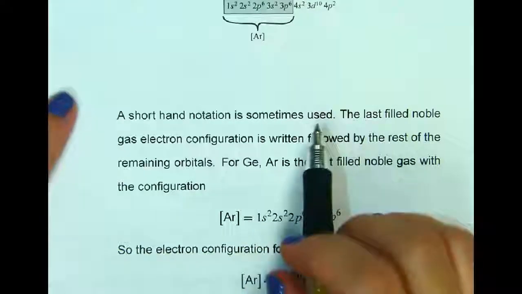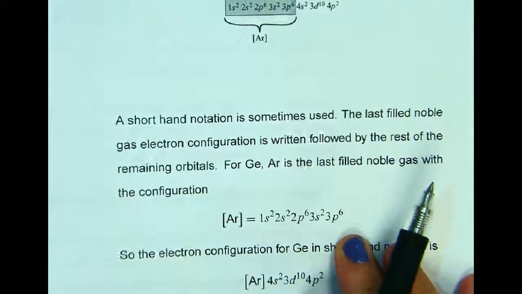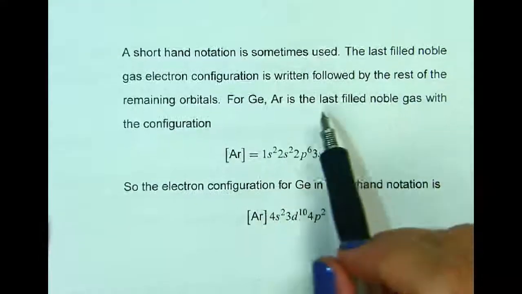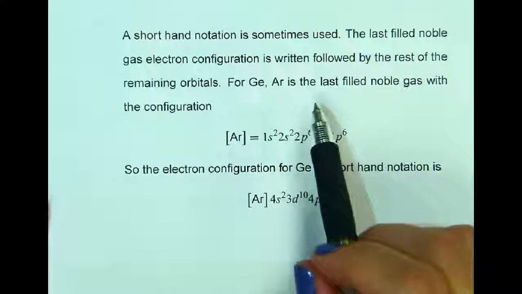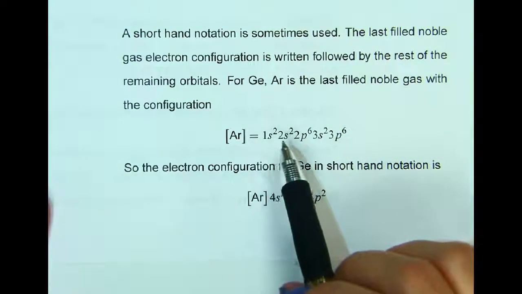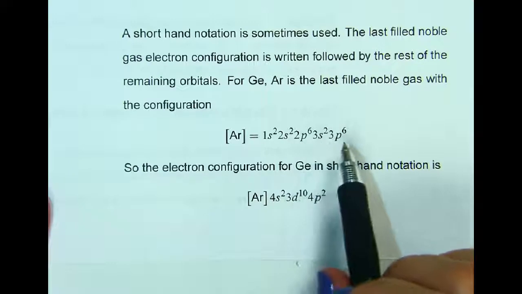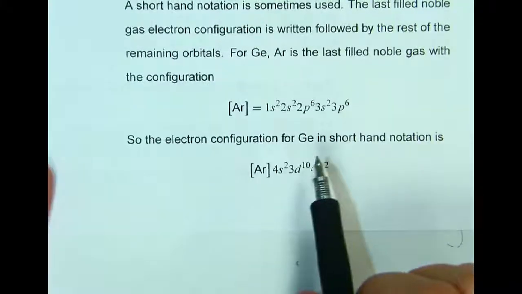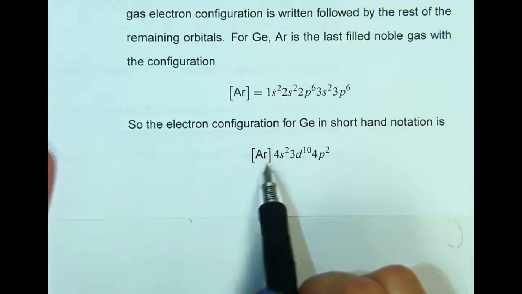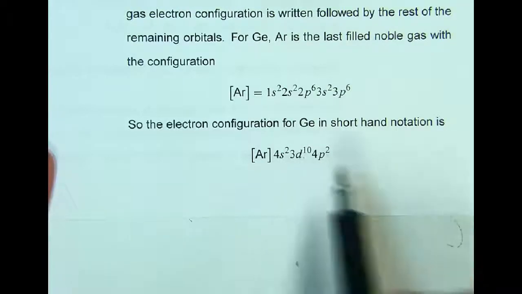A shorthand notation is sometimes used. The last filled noble gas electron configuration is written, followed by the rest of the remaining orbitals. For germanium, argon is the last filled noble gas with the configuration 1s2, 2s2, 2p6, 3s2, 3p6. So the electron configuration for germanium in shorthand notation is going to be argon and then 4s2, 3d10, 4p2.